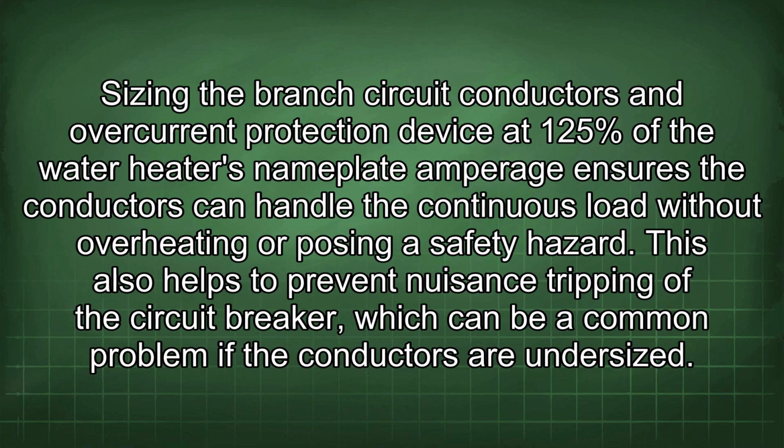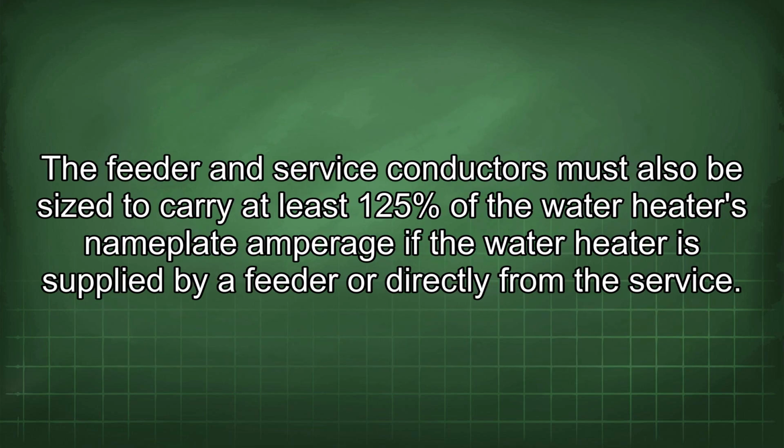Sizing the branch circuit conductors and overcurrent protection device at 125% of the water heater's nameplate amperage ensures the conductors can handle the continuous load without overheating or posing a safety hazard. This also helps to prevent nuisance tripping of the circuit breaker, which can be a common problem if the conductors are undersized. The feeder and service conductors must also be sized to carry at least 125% of the water heater's nameplate amperage if the water heater is supplied by a feeder or directly from the service.